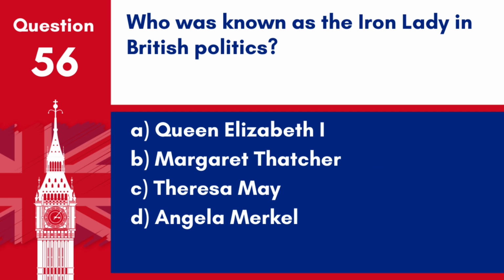Question 56. Who was known as the Iron Lady in British politics? A. Queen Elizabeth I. B. Margaret Thatcher. C. Theresa May. D. Angela Merkel. Answer: B. Margaret Thatcher. Margaret Thatcher, the Prime Minister of the United Kingdom from 1979 to 1990, was nicknamed the Iron Lady for her leadership style and conservative policies.